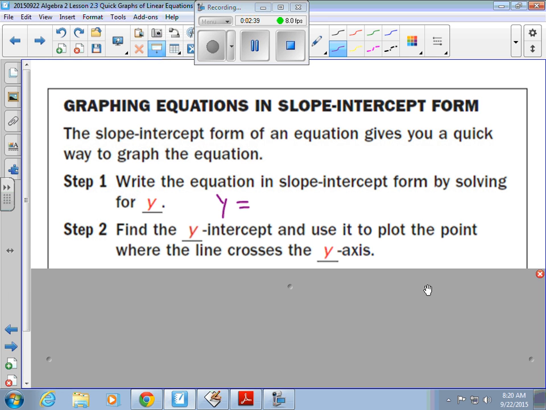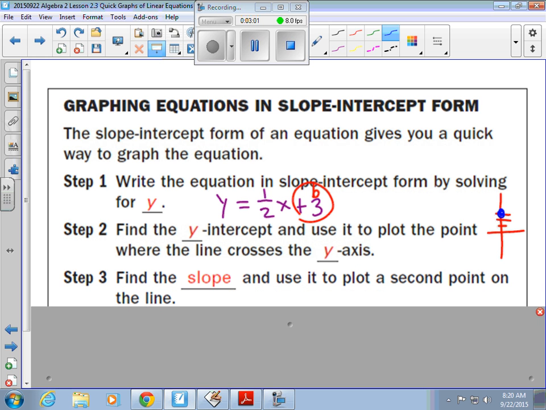So when you have y equals 1/2 x plus 3, for example, mx plus b, the b value would be 3. So on your graph, at 1, 2, 3 on your y-axis is where you're going to begin. That's what step number 2 is telling you to do.